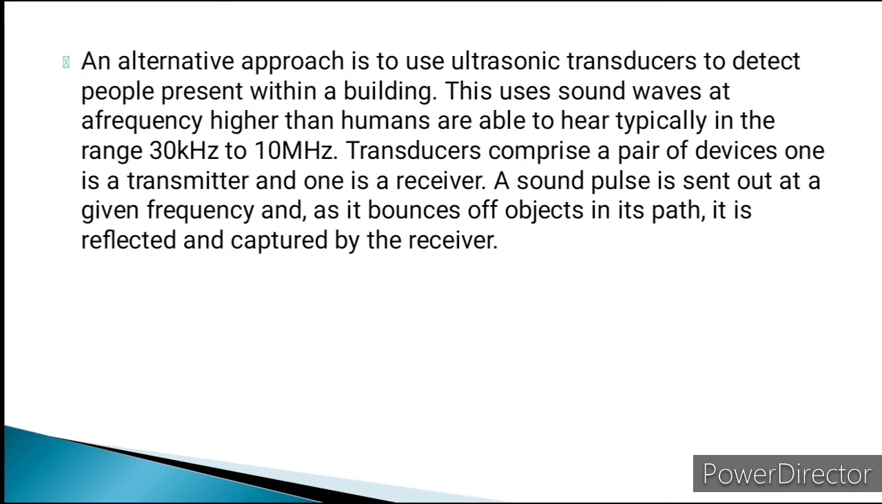An alternative approach is to use ultrasonic transducers to detect people present within a building. This uses sound waves at a frequency higher than humans are able to hear, typically in the range 30 kHz to 10 MHz. Transducers comprise a pair of devices: one is a transmitter and one is a receiver. A sound pulse is sent out at a given frequency, and as it bounces off objects in its path, it is reflected and captured by the receiver.